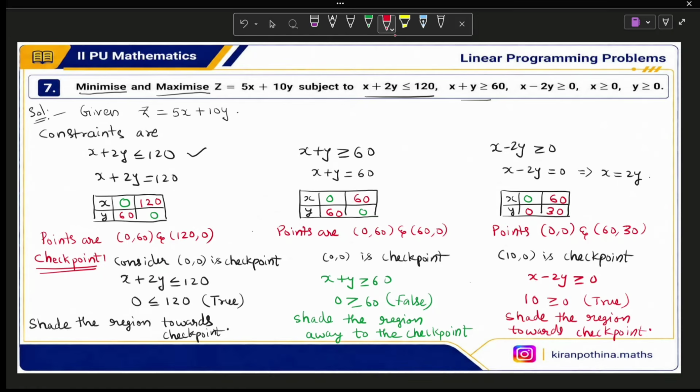Okay, so once again I will tell you. First, what we need to do? First we need to write inequalities. After inequality, equations. And after writing equation, we have to find points. How to find points? By taking x equal to 0, we will get the y value. Similarly, by taking y equal to 0, we will get the x value. Like that we will get points. Now after writing points, we need to do the checkpoint. For these type of given lines, we will take 0 comma 0 as checkpoint. Whenever the constant is 0, for that line we have to take 10 comma 0 as checkpoint. Now we will move to the graph.